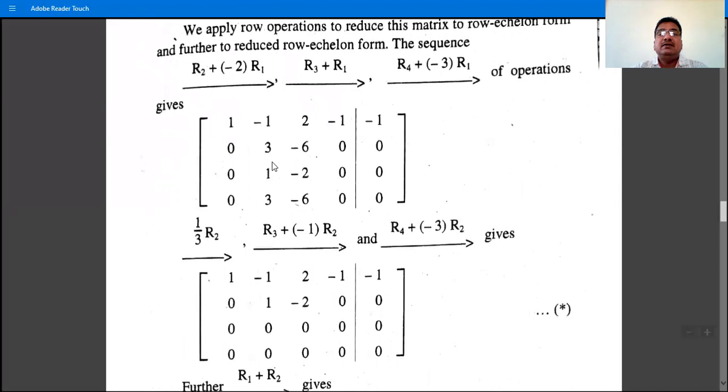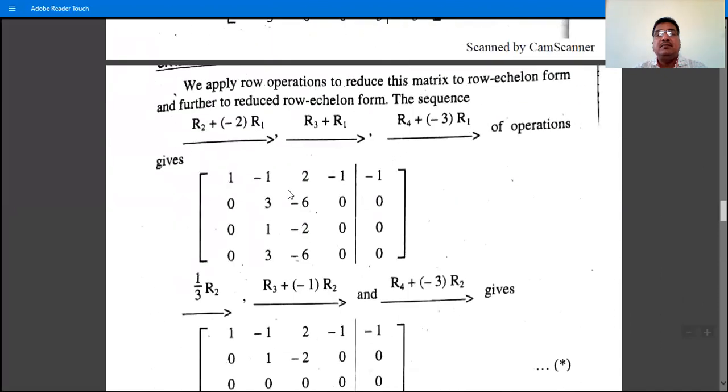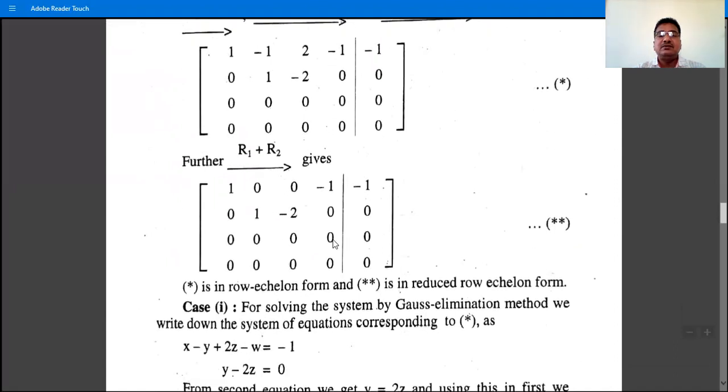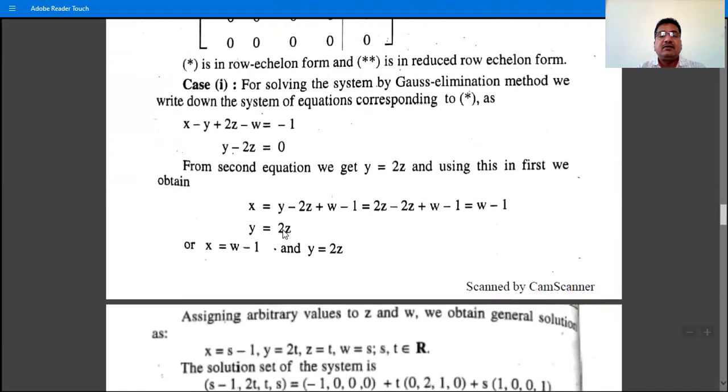Because we know that the rank of the matrix is the number of non-zero rows in echelon form, or the number of non-zero rows in reduced row echelon form.